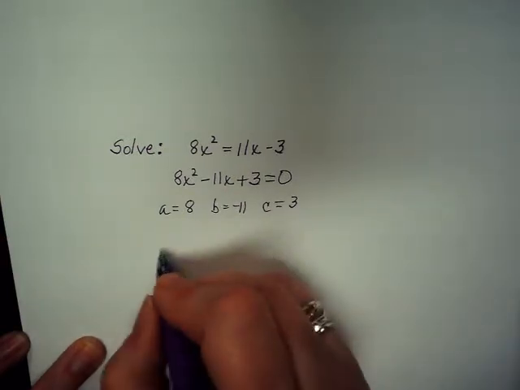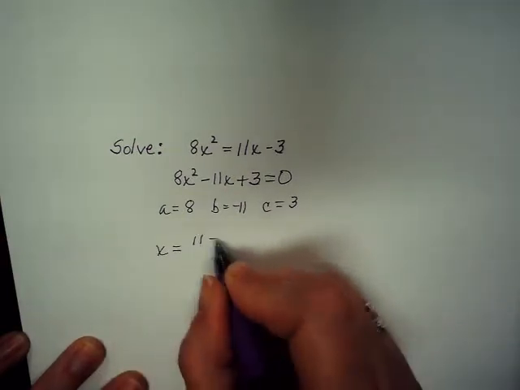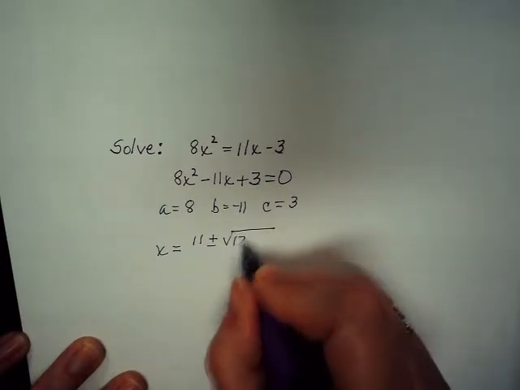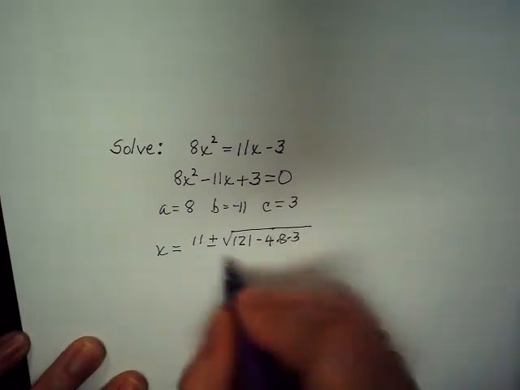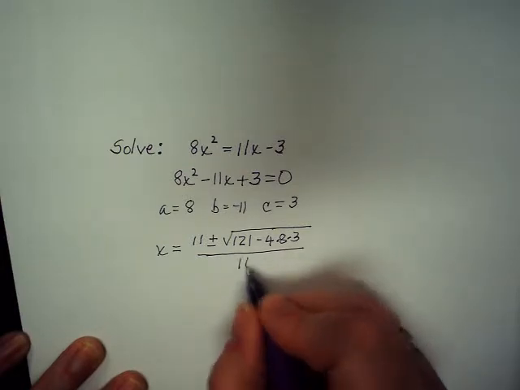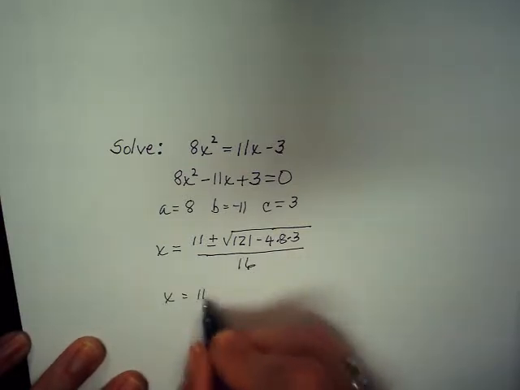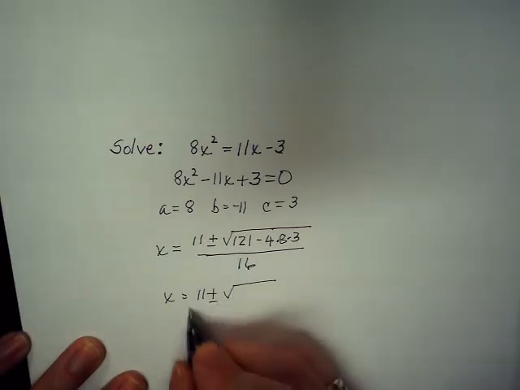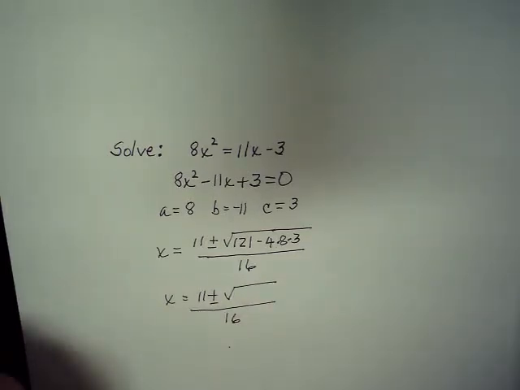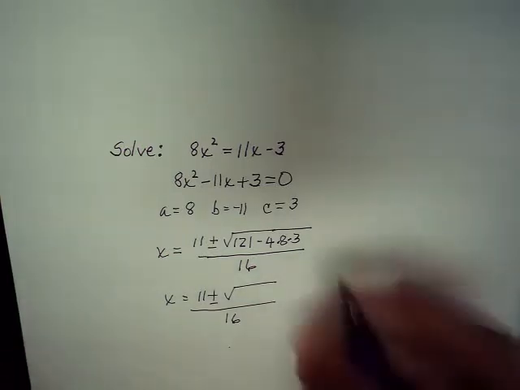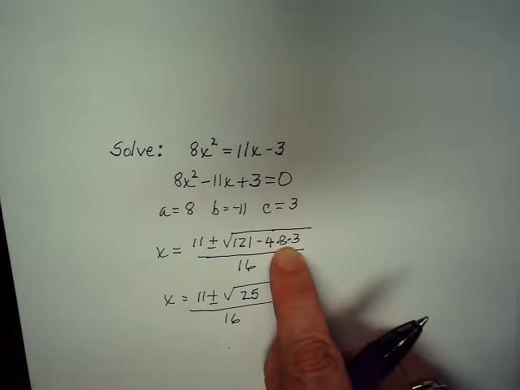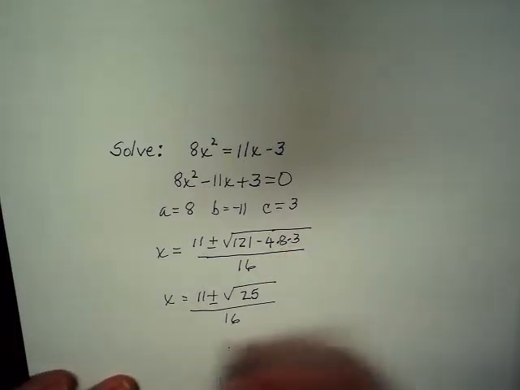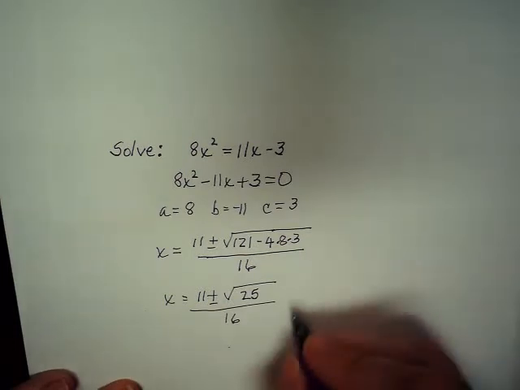Plug it into the formula. So the opposite of b, plus minus, square root of b squared, do that math, minus 4 times a times c, all divided by 2 times a, which is 16. Then get an answer underneath the radical. So if I type 121 minus 4 times 8 times 3, I get 25. Then, most of the time you'll get decimals, but I'm not sure whether this is going to end up being a decimal or not.